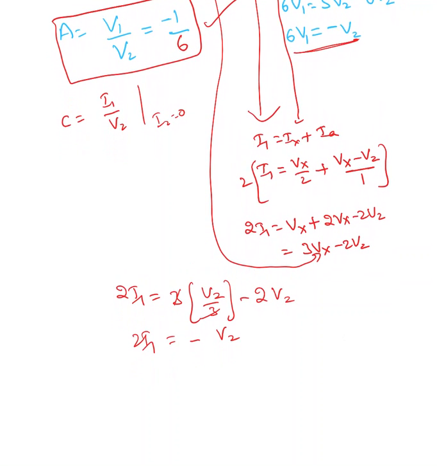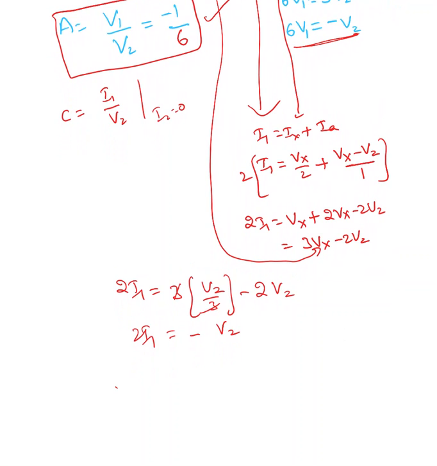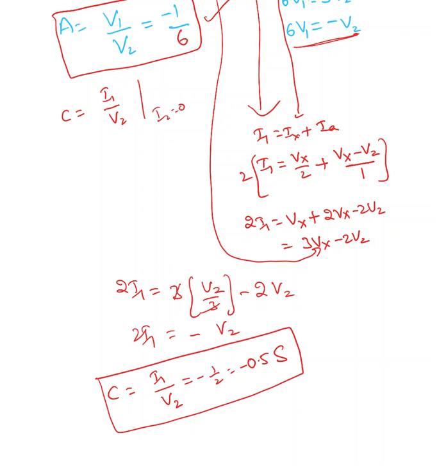So C equal to I1 over V2, this is equal to minus 1 by 2, which is minus 0.5. This is Siemens; C has a unit of Siemens. Now I found C, I found A. Now we need to find the remaining two parameters.